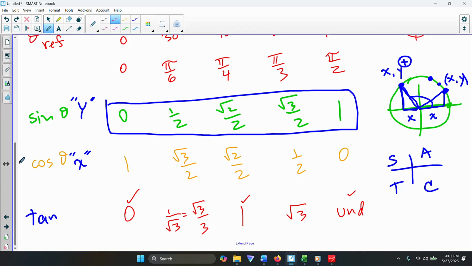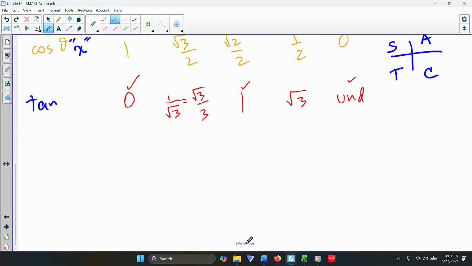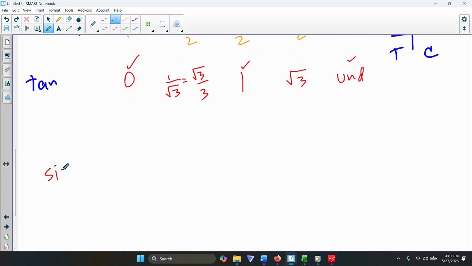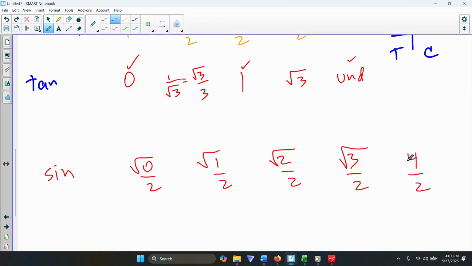Oh, by the way, I don't know if your teacher demonstrated this or not, but I'll just demonstrate it again. If you have sine, the numerators are literally 0, 1, 2, 3, 4. Then divide each of them by 2, and put a square root on each one, just the numerator.